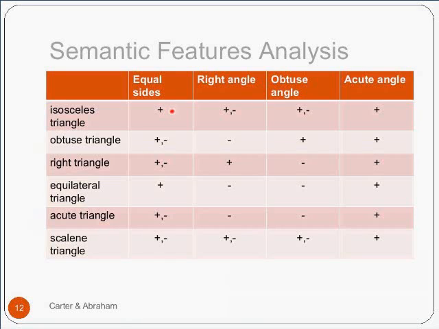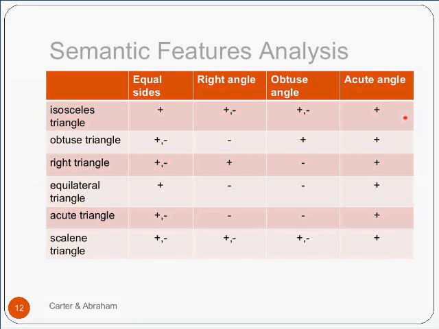And what we've done is a plus sign if that's something you would see in that triangle, and then a minus sign if that's something you would never see in the triangle, and then a plus minus if it's something that might happen. So for example, with an equilateral triangle, we know it has equal sides, so we put a plus there, but because it's equiangular, we wouldn't have a right angle or an obtuse angle, although we would have an acute angle there.